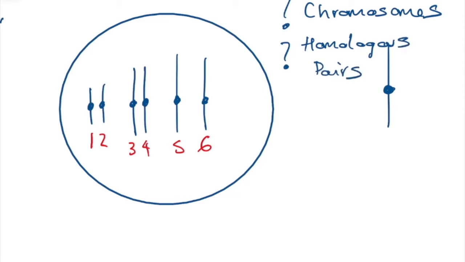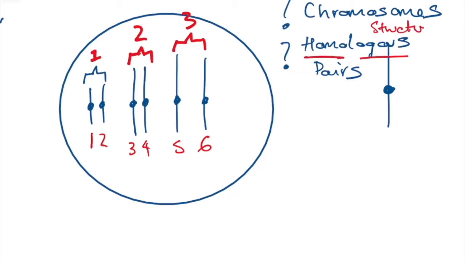We have 1, 2, 3 homologous pairs, because homologous means the same structure. It means it's the same chromosome with the same genes. And so these are the same length. So we have 6 chromosomes, but they are single-stranded.